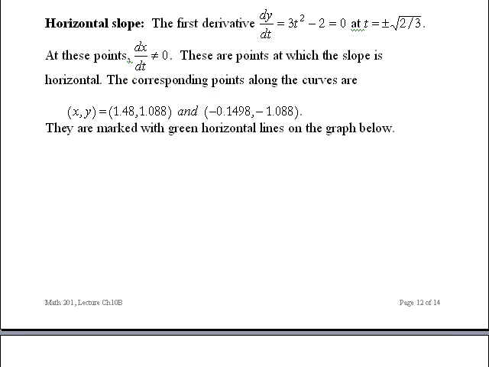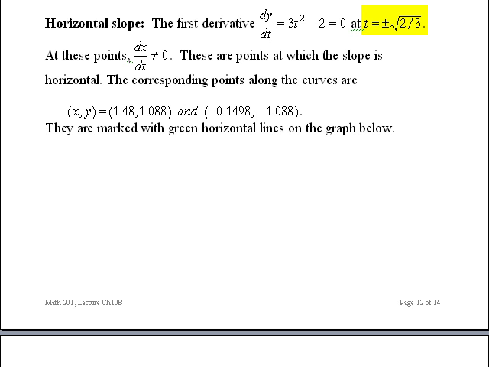Now let's look for the horizontal slope. The horizontal slope occurs where the numerator, dy by dx, is 0. This occurs when t is plus or minus the square root of 2 over 3. At these points, if it's going to be a horizontal slope, then dx by dt, the denominator, cannot be 0, and that's true. It's not 0 at those points.